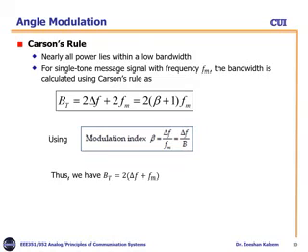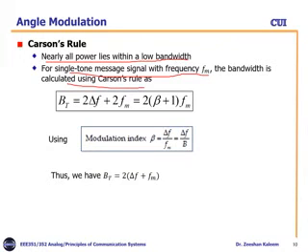So what is Carson's rule? Carson's rule says that nearly all power lies within the lower bandwidth. We mentioned that there can be an infinite number of sidebands, but the significant sidebands usually lie in the lower portion of the bandwidth, and even though the spectrum extends to infinity, the rest are not above the noise floor, so they are considered as noise. For a single tone message signal with frequency FM, the bandwidth is calculated using Carson's rule. This was proved by Carson.